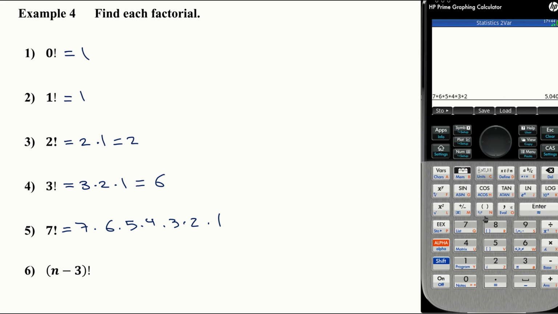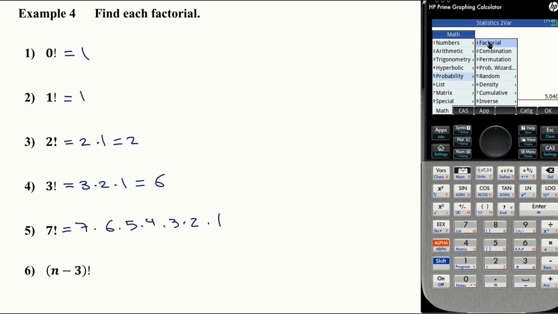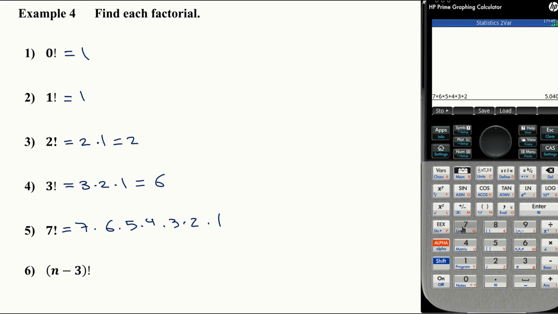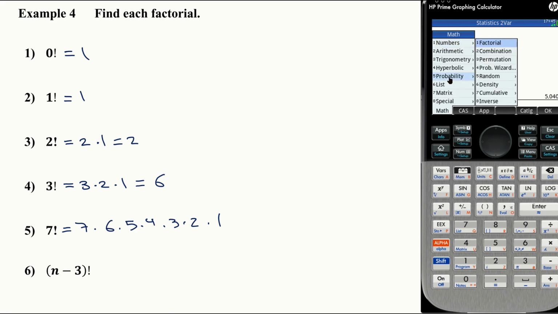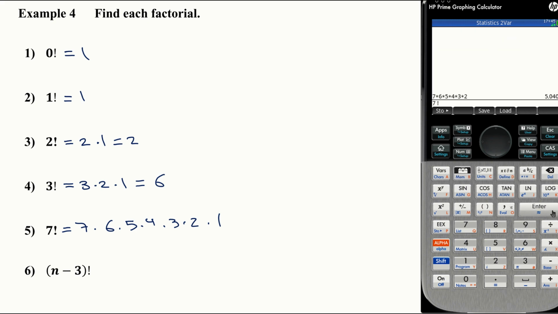So of course, the builders of these calculators have thought about that, and there is a factorial function on here. I'll show you how to get to it. You're going to click on this toolbox here. You're going to go to probability and then choose factorial. But before you do that, you're going to want to go ahead and type in what factorial you want. So you type in the 7 first, then click on the toolbox, probability, factorial, and then hit enter. You of course get the same answer. Okay, so we do have an option there.